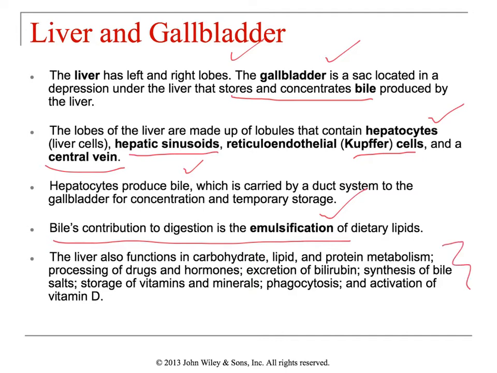Okay, here's another list of all the different things that the liver does. Okay, so it functions in carbohydrate, lipid, and protein metabolism. It's going to help get rid of drugs and hormones. It's going to excrete bilirubin, makes bile salts, stores vitamins, minerals. It conducts phagocytosis, and it actually will activate vitamin D. So liver is actually very, very, very important.